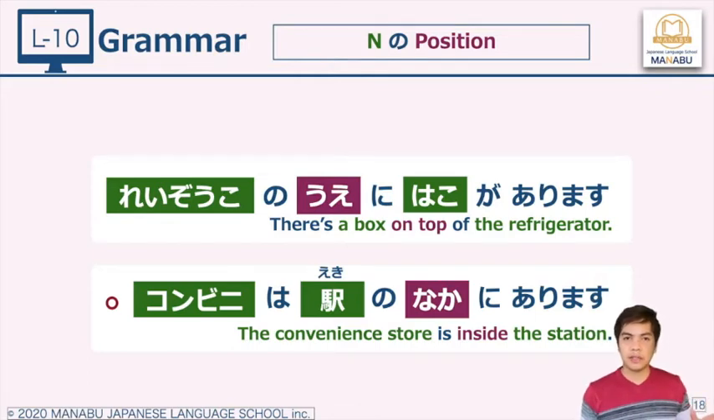Next example, konbini wa eki no naka ni arimasu. So the convenience store, with the particle wa, is our subject. Then the place of existence, ni arimasu. Eki no naka ni arimasu. It's inside the station.